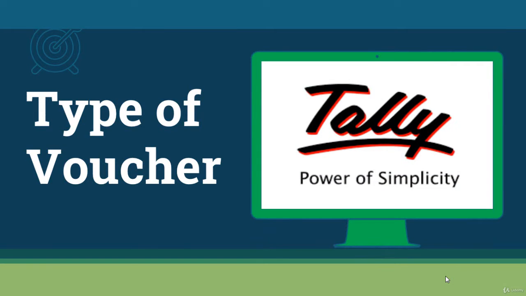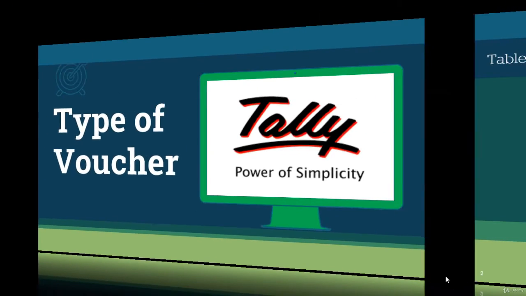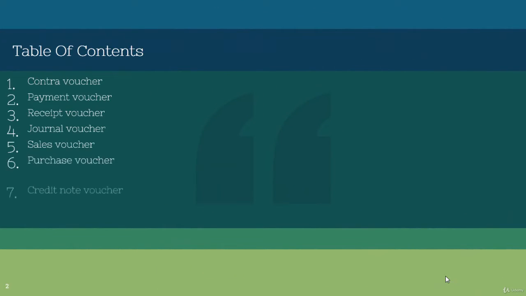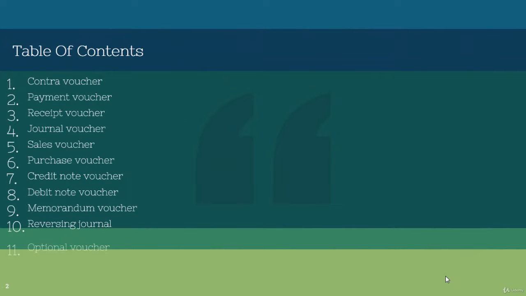Now we are going to look at the types of vouchers used in Tally ERP 9. In the table of contents, I cover the 14 vouchers used in the Tally program. The first 8 vouchers are the key vouchers in Tally ERP 9.